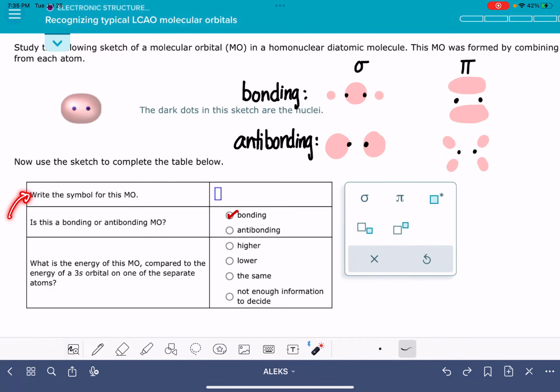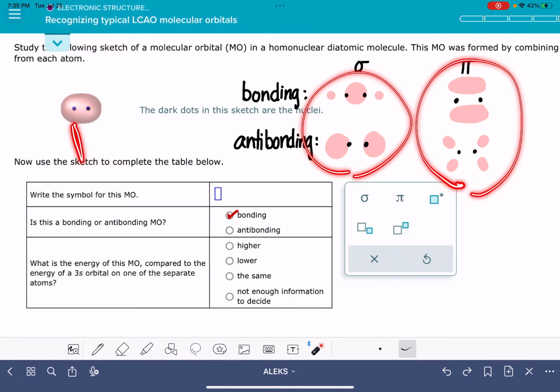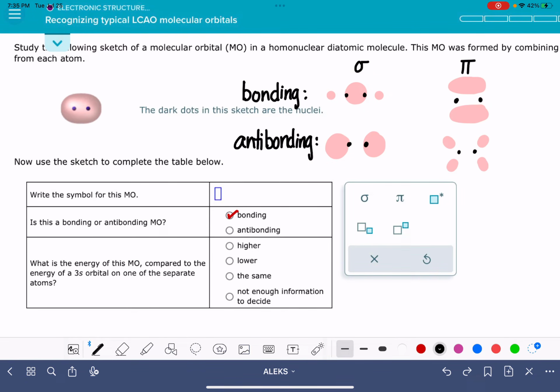I think the next easiest question to answer is to write the symbol for this molecular orbital. To do that, you're going to have to decide if it's a sigma bond or a pi bond, and you're going to do that by looking at these different pictures and matching them up with yours as close as possible. Mine looks most like a sigma bond, even though I don't have these little guys out here. I do have this pattern right there. Once you decide whether it's sigma or pi, you're going to use these symbols over here. You're going to write whether it's a sigma bond or a pi bond.